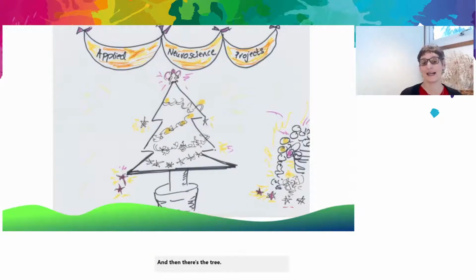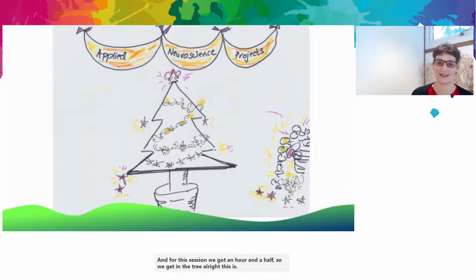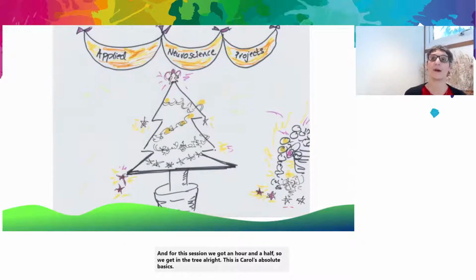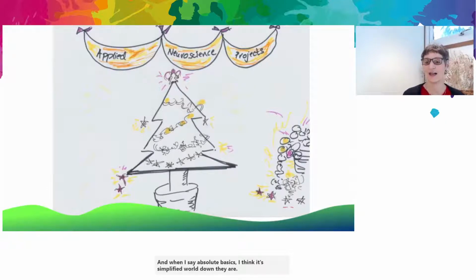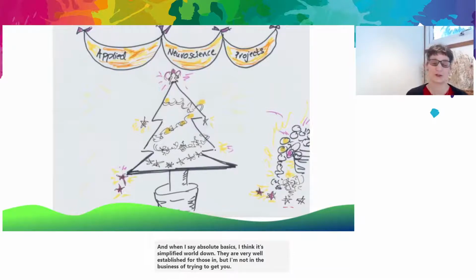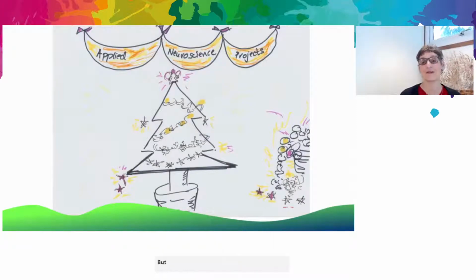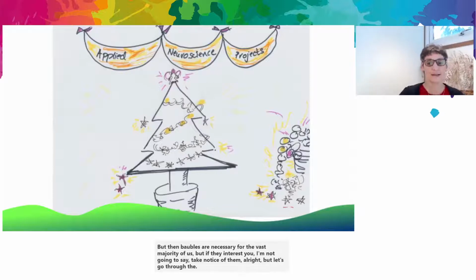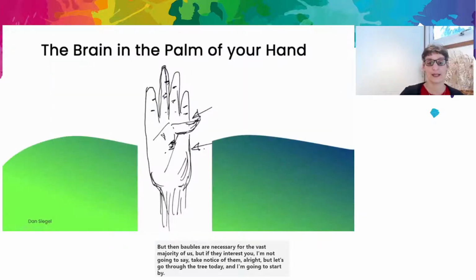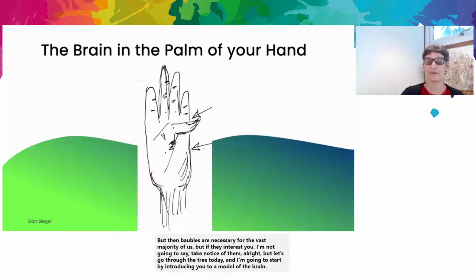And for this session, we've got an hour and a half. So we're getting the tree, all right? This is Carol's absolute basics. And when I say absolute basics, I think it's simplified well down. They are very well established for those in the know, but I'm not in the business of trying to get you au fait with the baubles. I'm not even sure, if I'm honest, and this might scandalize our 15%, that the baubles are necessary for the vast majority of us. But if they interest you, I'm not going to say, take no notice of them, all right? But let's go for the tree today. And I'm going to start by introducing you to a model of the brain. And it's called The Brain in the Palm of Your Hand.